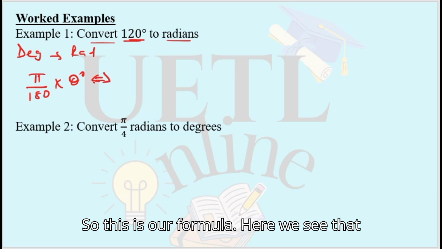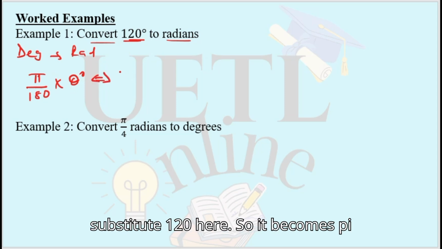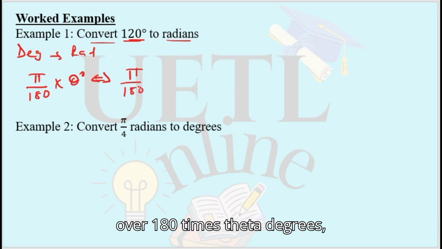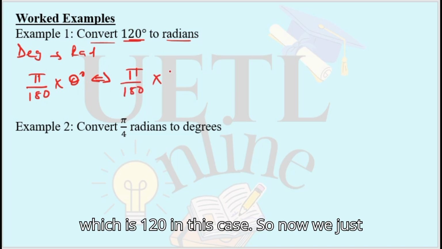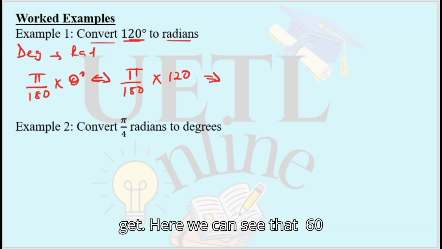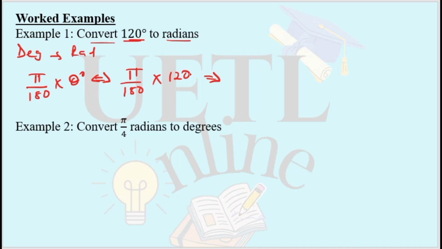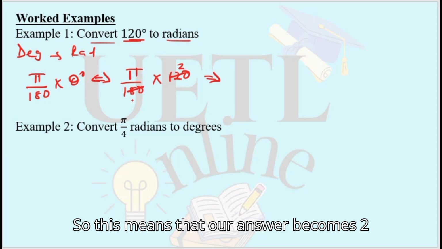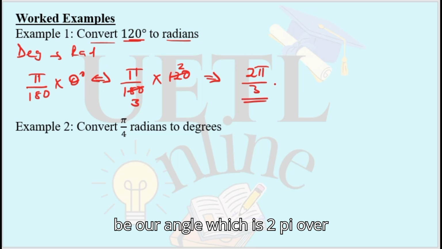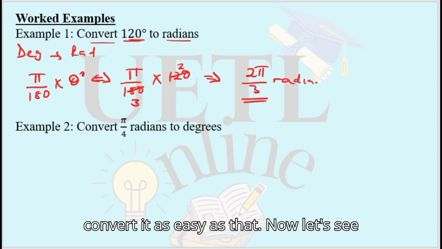Here you just have to substitute 120, so it becomes pi over 180 times theta degrees, which is 120 in this case. Now we just have to cancel out and see what we get. Here we can see that 60 goes into 120 two times, then 60 into 180 three times. So this means that our answer becomes 2 pi over 3. So this will be our angle, 2 pi over 3 radians. This is how we convert, as easy as that.